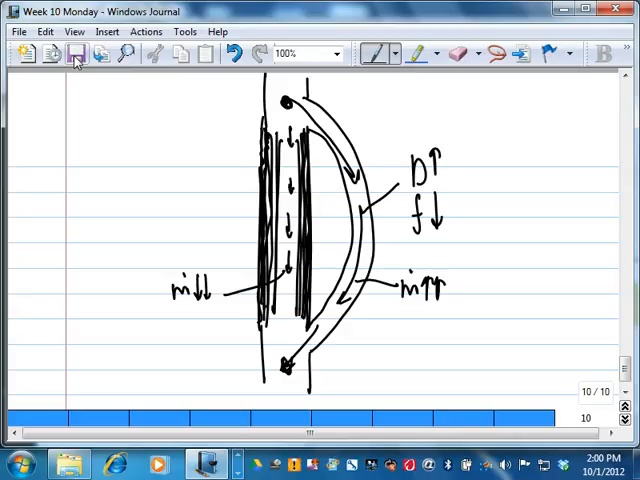The pressure drop is actually the same. If the diameter is small, then you need more pressure to drive the same amount of flow rate through. Okay?